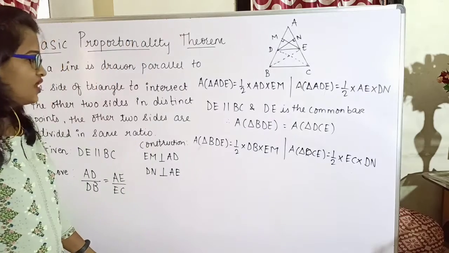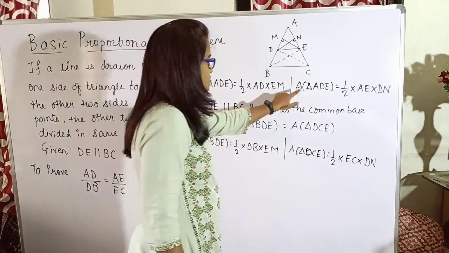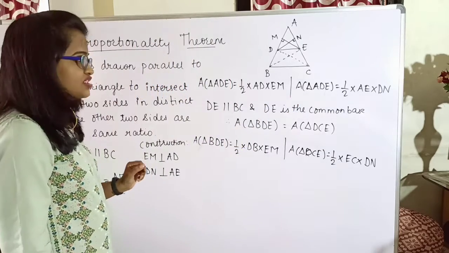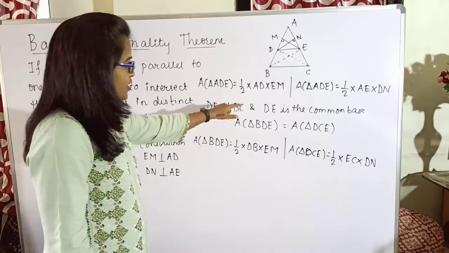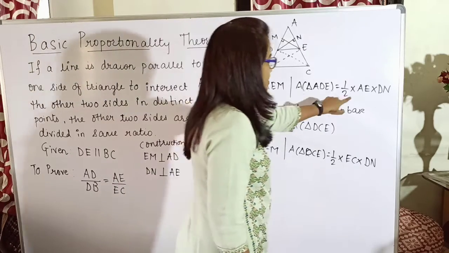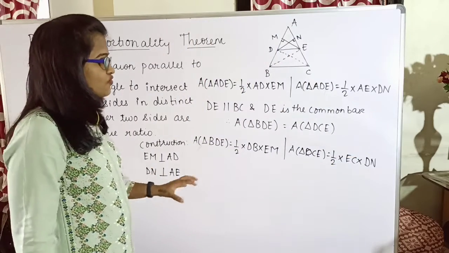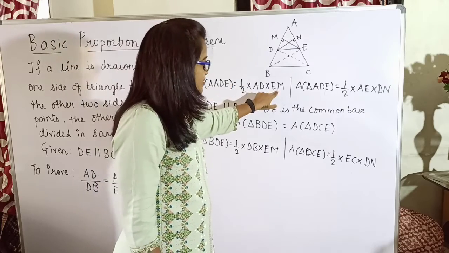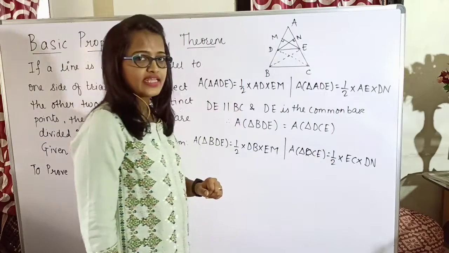Okay. Now, as you can see, we have got four equations: 1, 2, 3, 4. In the four equations, we have the respective distances which we want in our ratio. Here I have got AD, here DB, here AE and EC. Now the things which we don't want in the four equations are the half part and EM, EM, DN, DN. So how can they be cancelled?